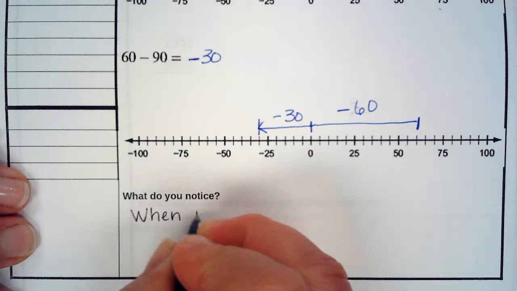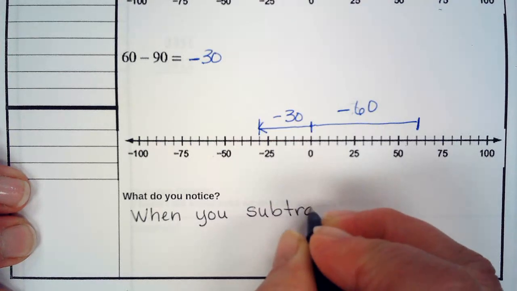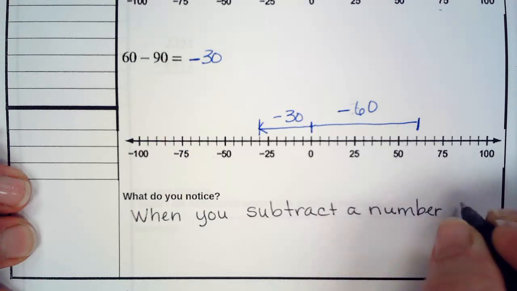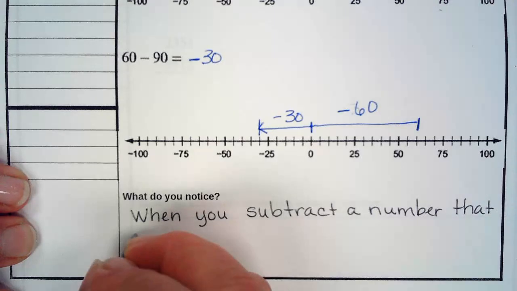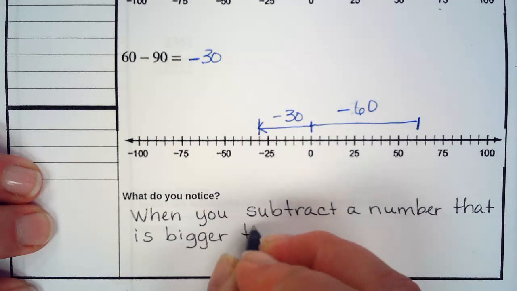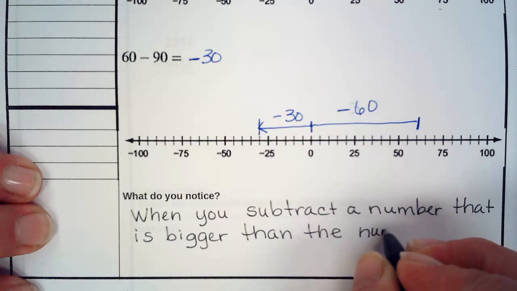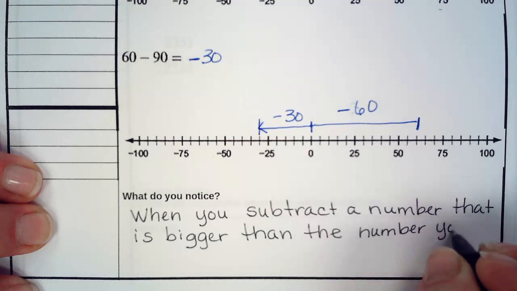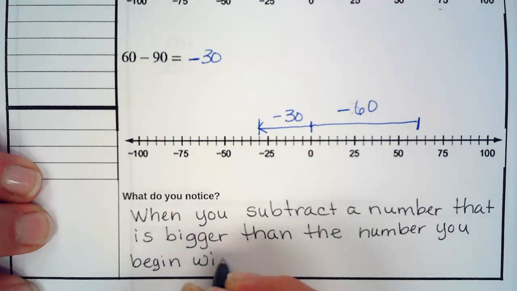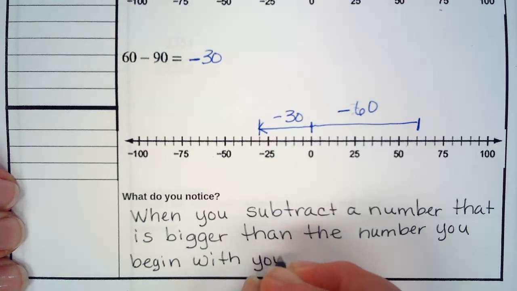When you subtract a number that is bigger than the number you begin with, you have a negative number. You have a negative answer.